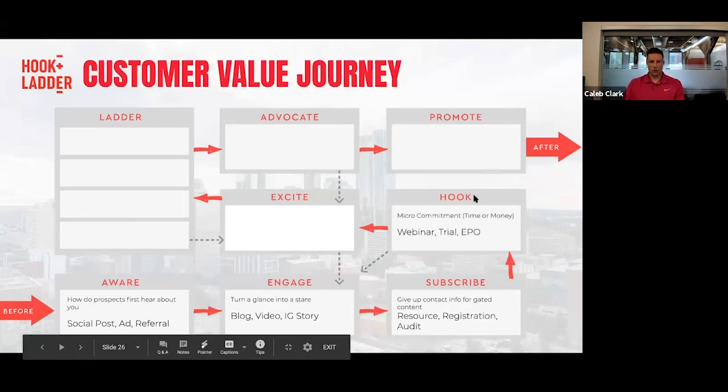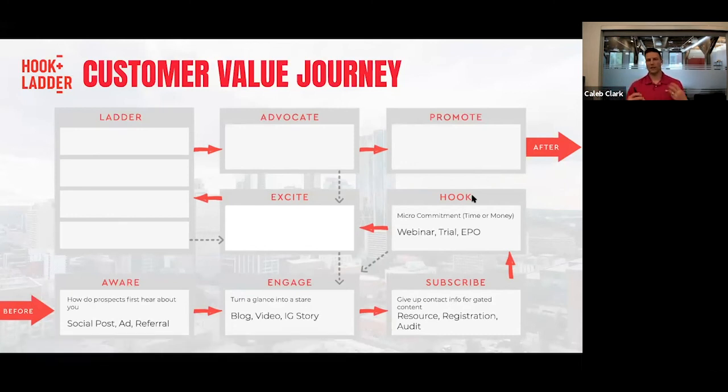Our goal is to get them to the hook, right? And the hook is a moment in time where we're asking folks to make a micro commitment, right? Of either a little bit of time or a little bit of money. Either one will do. It's where the relationship goes to the next level. This could be sitting in on a webinar. It could be doing a 30-day trial, maybe a test drive. It's your entry point offer, right?